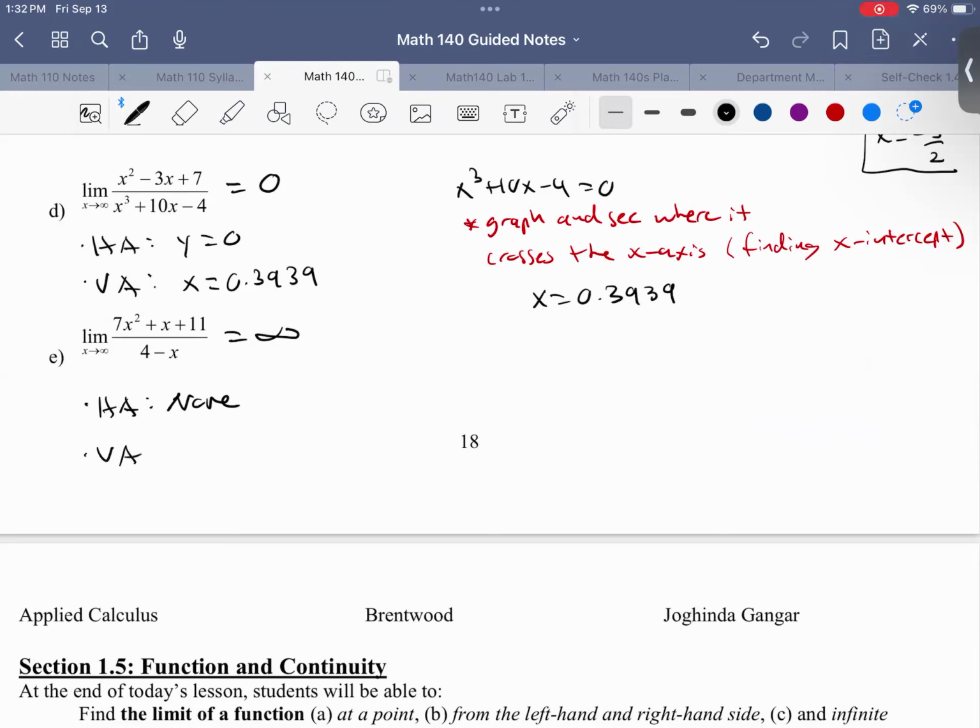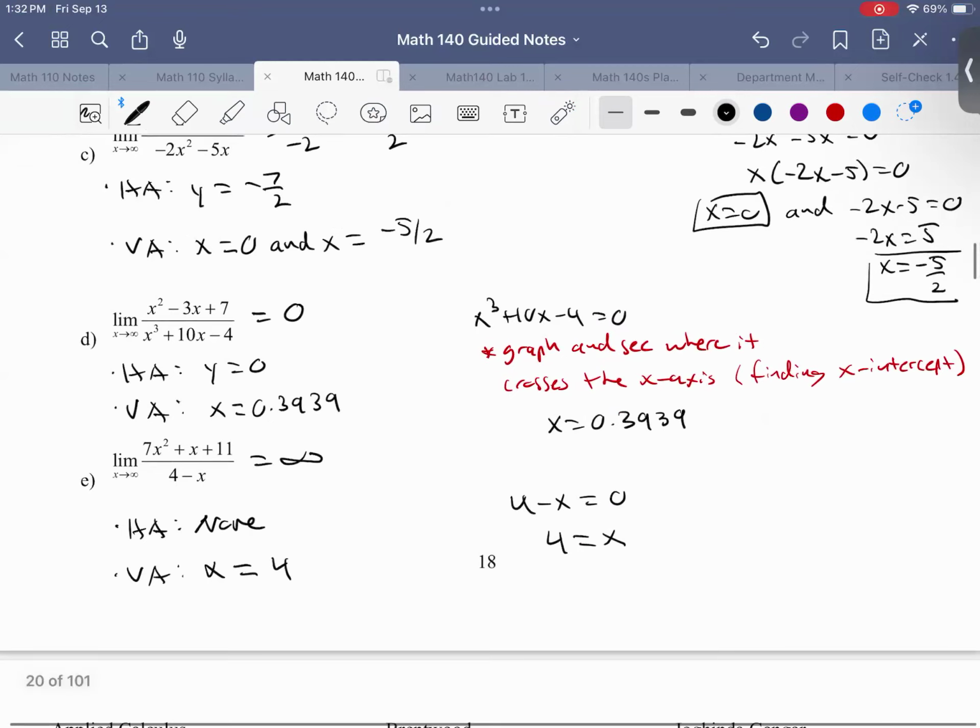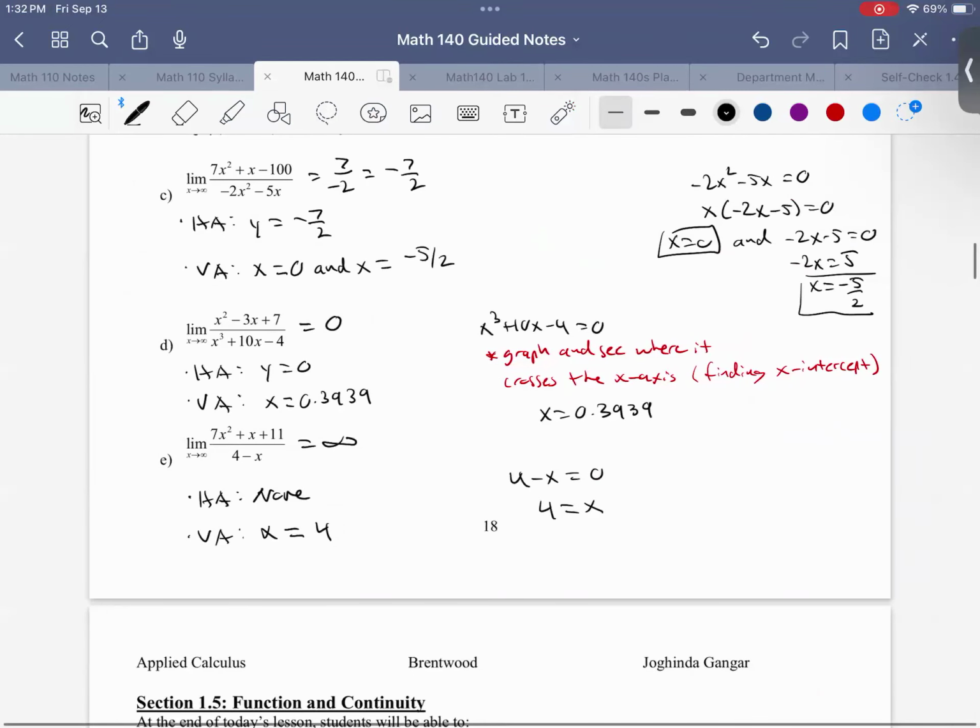Okay, so vertical asymptote, we actually can find that. Remember, it's just when the bottom equals 0. So go off to the side here, 4 minus x equals 0. And you just move the x over. And so vertical asymptote is just 4. But okay, so that's how you solve limits at infinity. So that's it for this video.